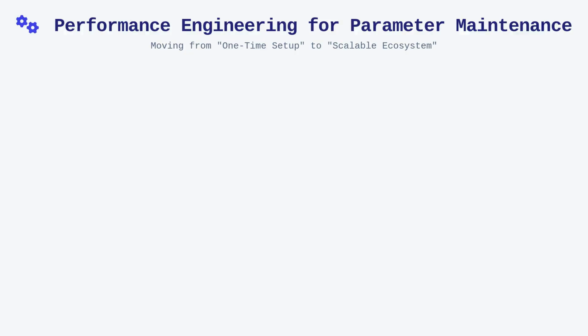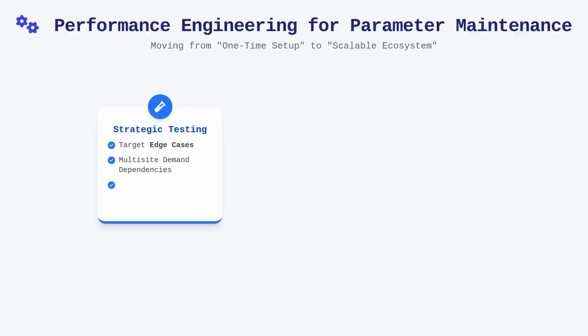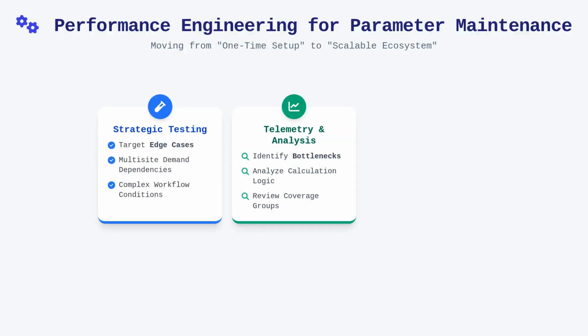Functional consultants should prioritize the development of user acceptance testing scripts that specifically target edge cases, such as multi-site demand dependencies or complex workflow conditions. Utilizing telemetry data allows teams to identify if specific calculation logic or coverage groups are introducing bottlenecks into the execution process. By maintaining a disciplined approach to how these global settings are governed, you create a scalable ecosystem that remains resilient even as the enterprise grows.